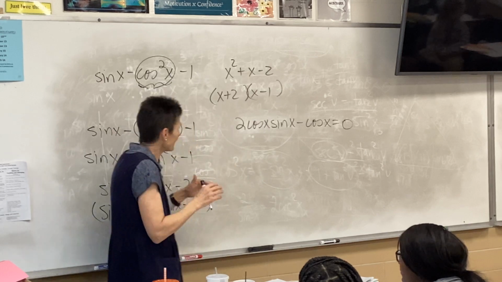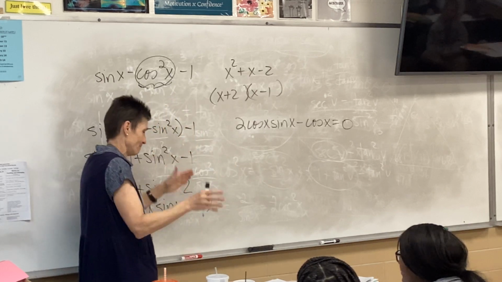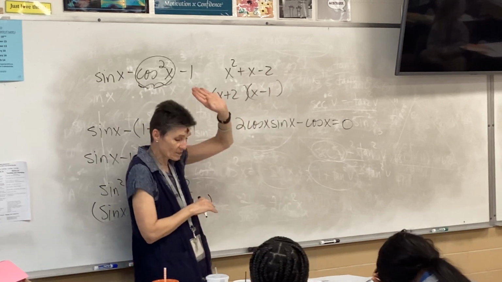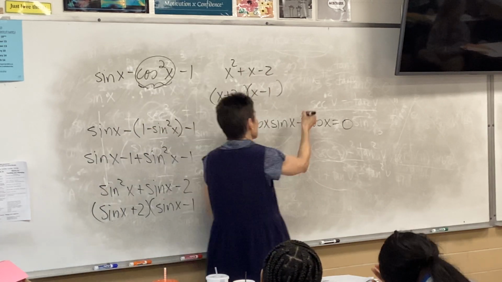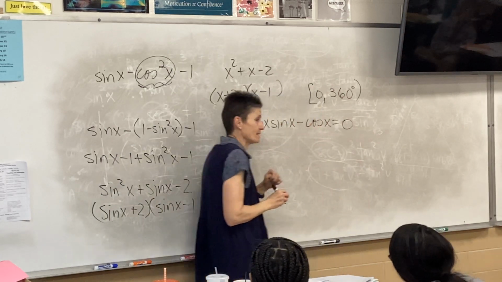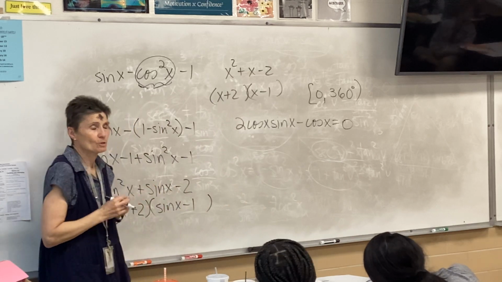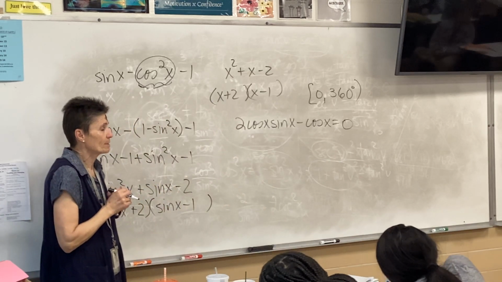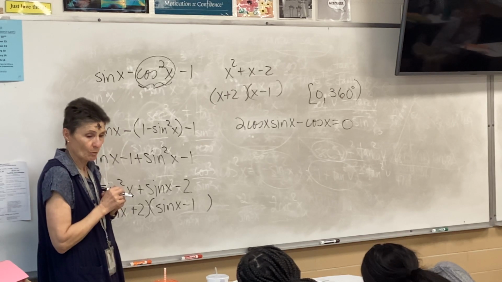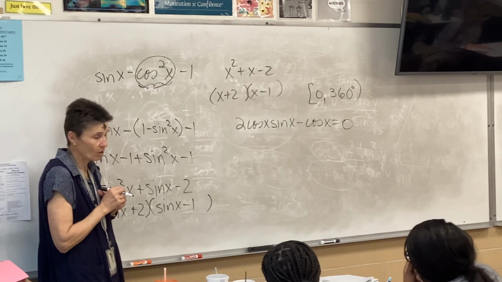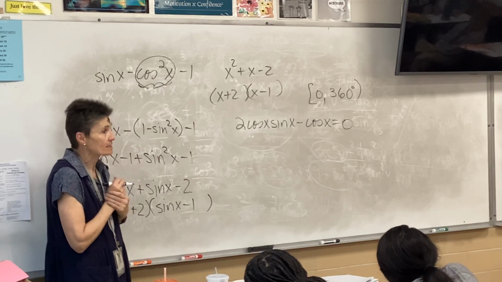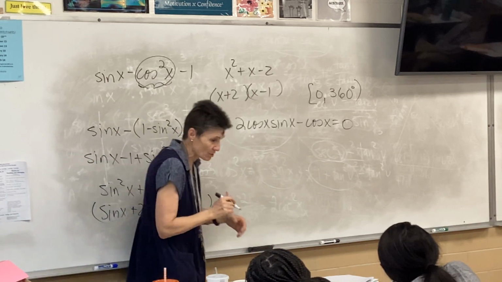So anyhow, I don't know why I told you that story, but this is our own prom right here. We're gonna solve this equation. And the directions say we're solving between 0 and 360. Okay? So here we go. Anybody have a thought on how to solve this very scary looking equation?